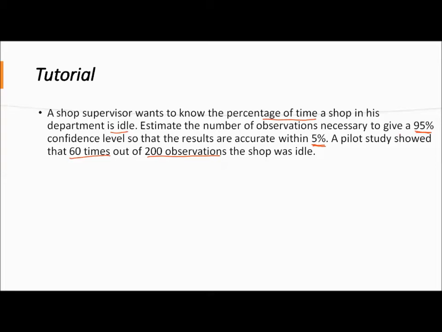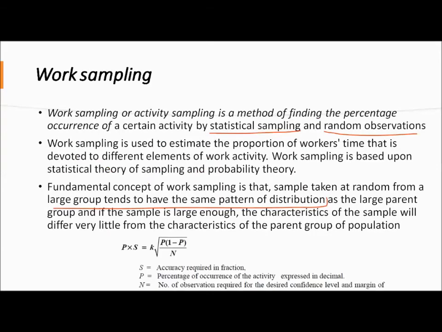So the first part was to calculate the idle percentage. That is very clear from this particular data. So the percentage of time the shop in his department is idle is P. So P is equal to 60 divided by 200. So that is the percentage of idle time. That is something around 3 by 10, that is 0.3. Now what is the equation which you will have to use?